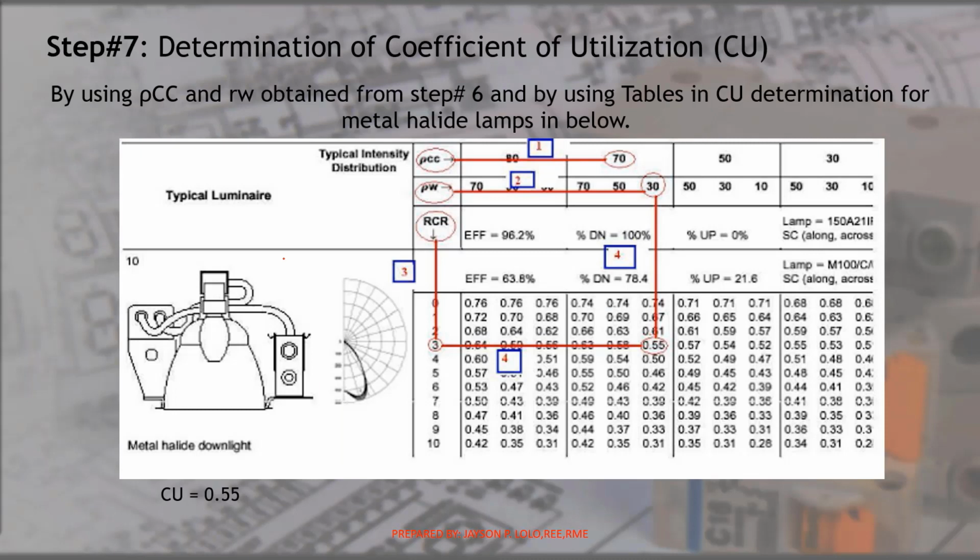So after that, getting the effective, determine the coefficient of utilization. So your CC, remember, that's 70. Your PW is 30. Your RCR is 3. Then automatic, your CU is 0.75. Okay?